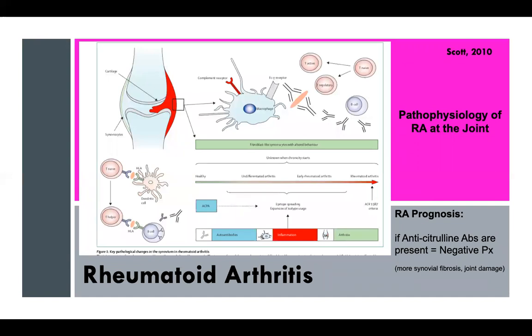This is a slide that pictorially represents some of the pathophysiology of RA at the joint. What we know is that these antibodies are going to attack components of the joint and lead to synovitis, or synovial inflammation, and progressive joint damage. And that's where we see some of the degenerative changes and joint deformities that characterize the later presentations of rheumatoid arthritis, because these joints are constantly under attack from these antibodies.